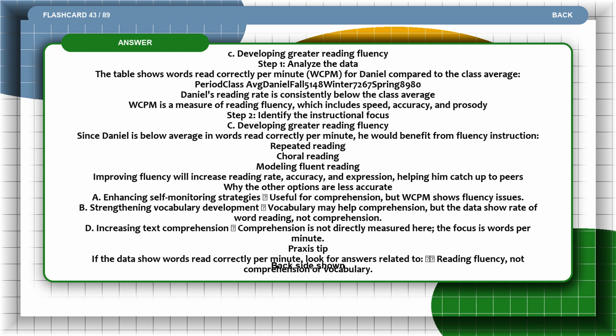Why the other options are less accurate. A. Enhancing self-monitoring strategies: useful for comprehension, but WCPM shows fluency issues. B. Strengthening vocabulary development: vocabulary may help comprehension, but the data show rate of word reading, not comprehension. D. Increasing text comprehension: comprehension is not directly measured here.